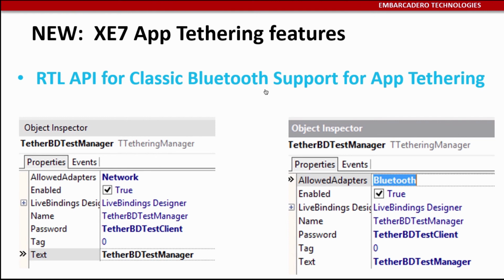The second new feature is adding support for Bluetooth Classic tethering in addition to network Wi-Fi based tethering that we had in XE6. So now in XE7, app tethering works with either Wi-Fi network or Bluetooth Classic, and this opens us to many different types of new apps to create.